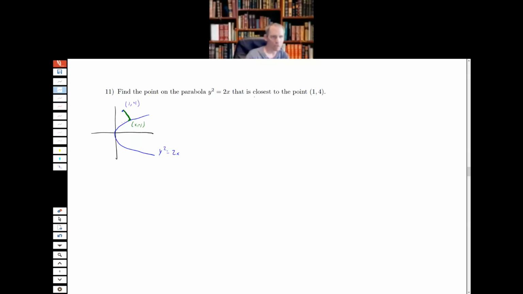So let's go ahead and just focus on closest is referring to distance, so I'm going to write the distance formula.